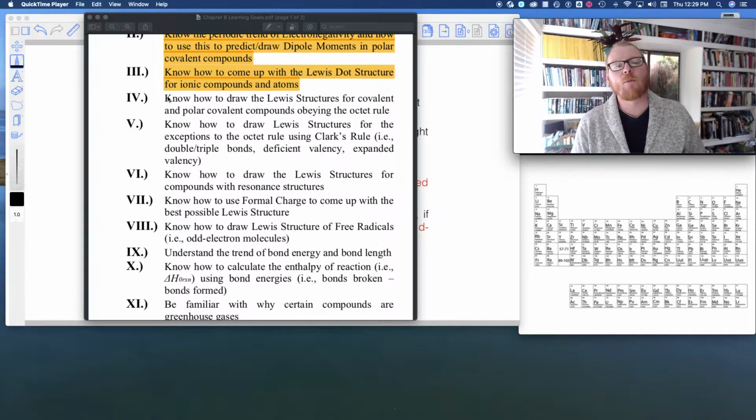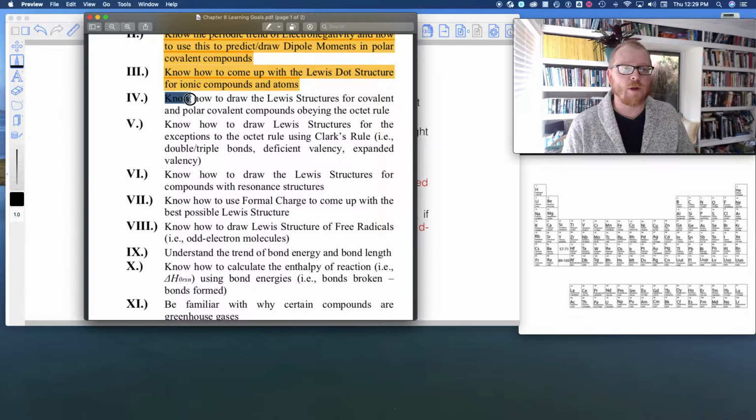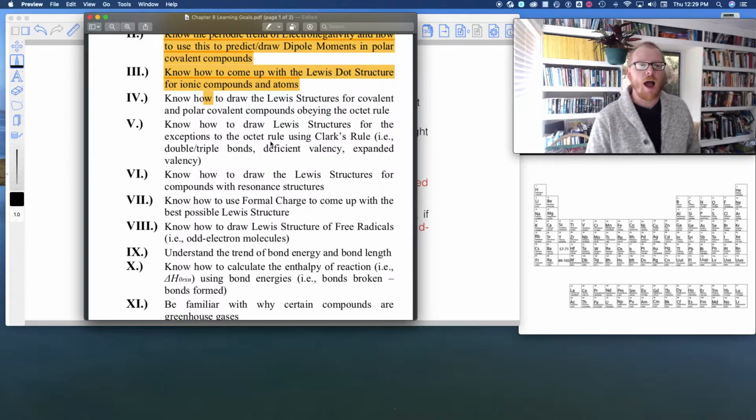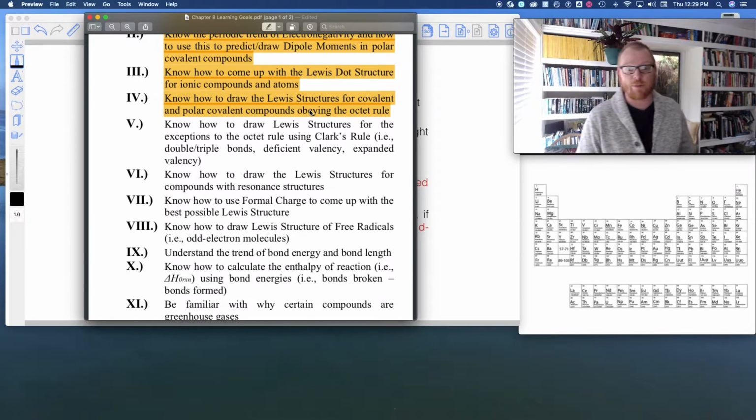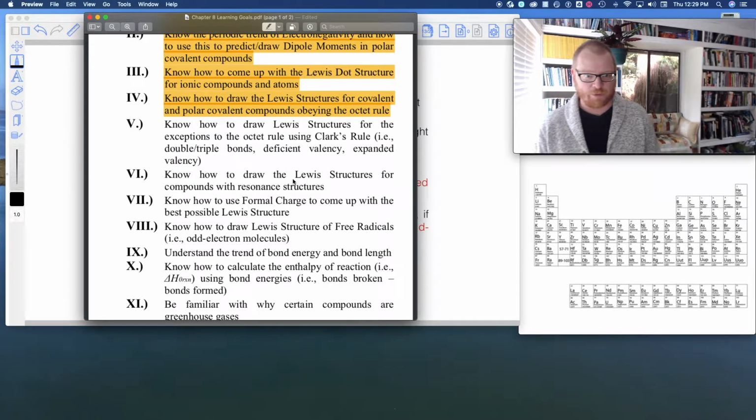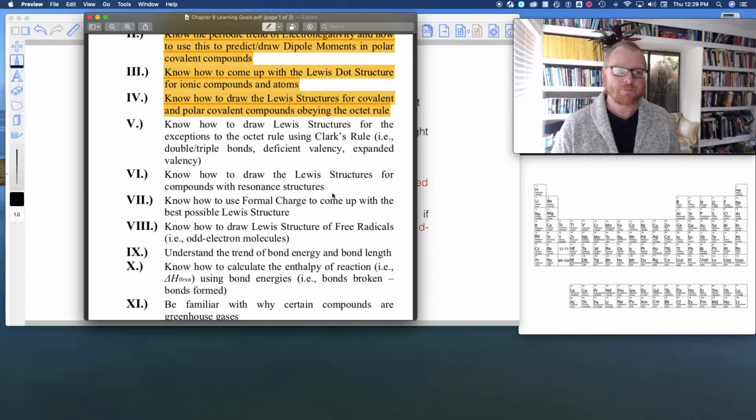Okay, so we've gone through drawing Lewis structures for covalent and polar covalent compounds. We've started getting into the Lewis structures of covalent and polar covalent, obeying the octet rule. And in that last lecture, we looked at Clark's rule to do double bonds and triple bonds. But we haven't looked at deficient valency or expanded valency yet. So that's what I'm going to pick up with from here.